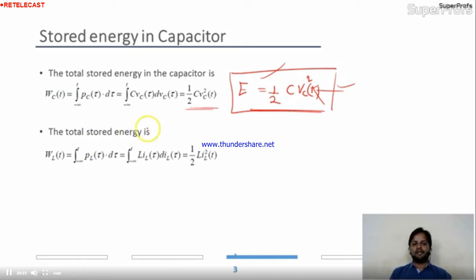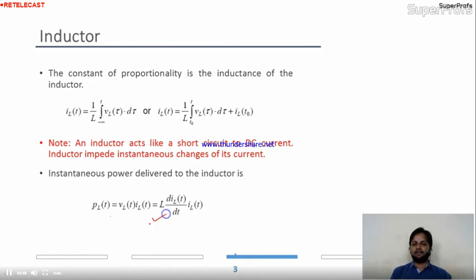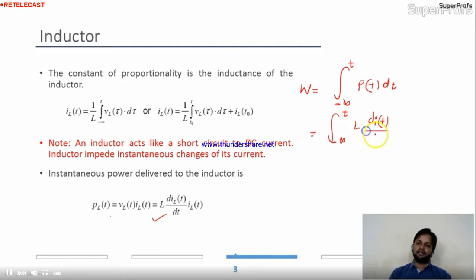Similarly, the total energy stored in the inductor is given by, the formula is the same, the entire energy is the integration from minus infinity to infinity of P_L(tau) d tau. Here again I am putting the value of power. We have seen the power in the inductor. Here is the inductor power. Again I am calculating for you. The energy is nothing but the integration from minus infinity to t of P(t) dt. Is it okay? So what is the P(t)? P(t) is L di(t)/dt into i(t) into dt.